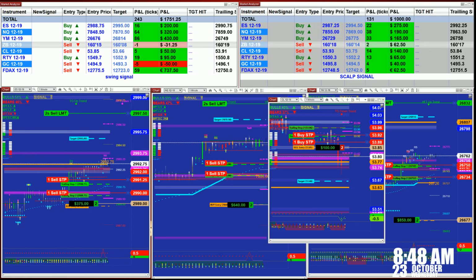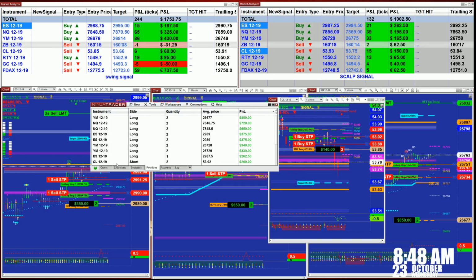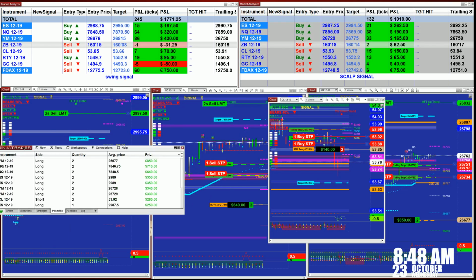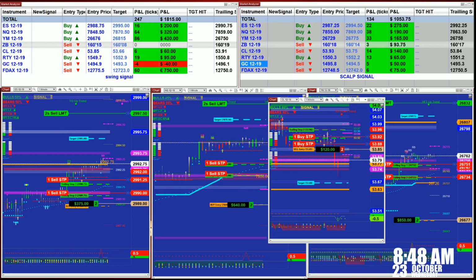We still have most of the auto trades going long, except the CL. We have it short. So we only have the CL on the short side, but the rest of the automated trades between the swing trading and the scalping and the zone, all of them are pointing long.